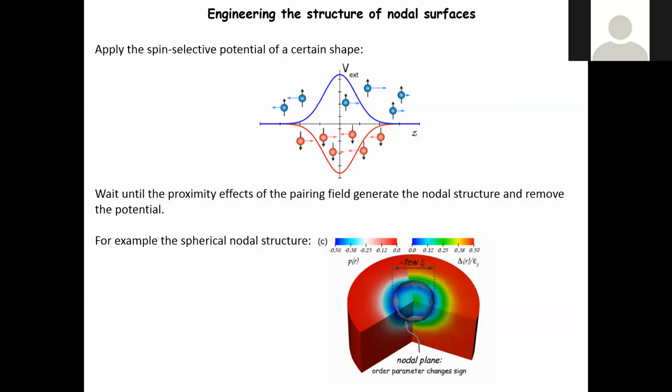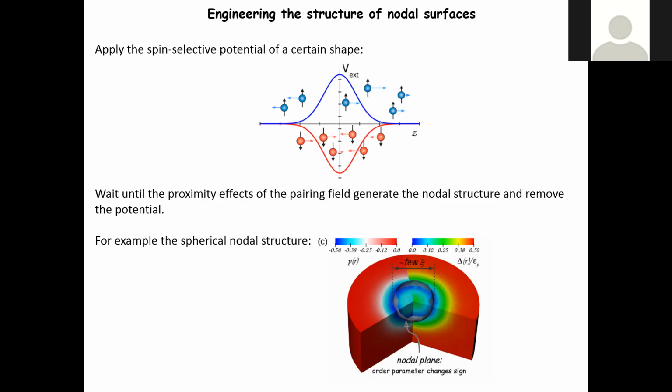So now, it gives us some hint how we can engineer the structure of nodal surfaces. We can apply a spin selective potential that polarizes the system locally, and then we can wait a bit for the pairing field that, due to the proximity effect, will generate the nodal structure, and then we can remove the potential. And we are looking for such a nodal structure that provides a stable configuration.